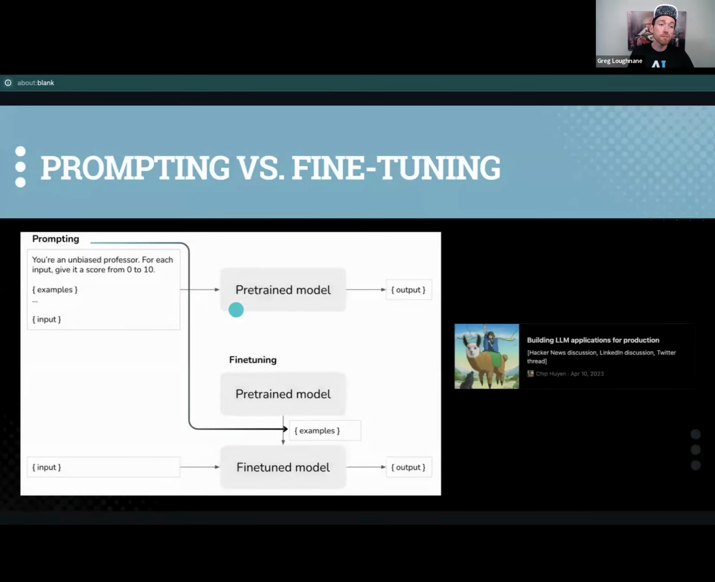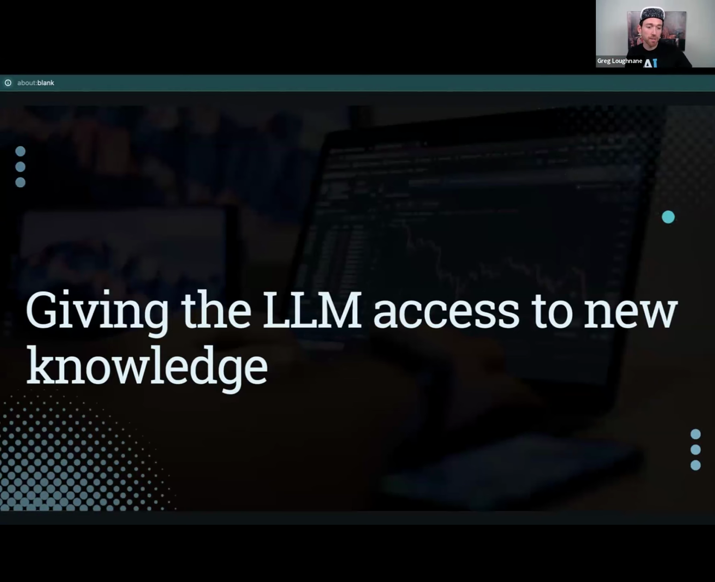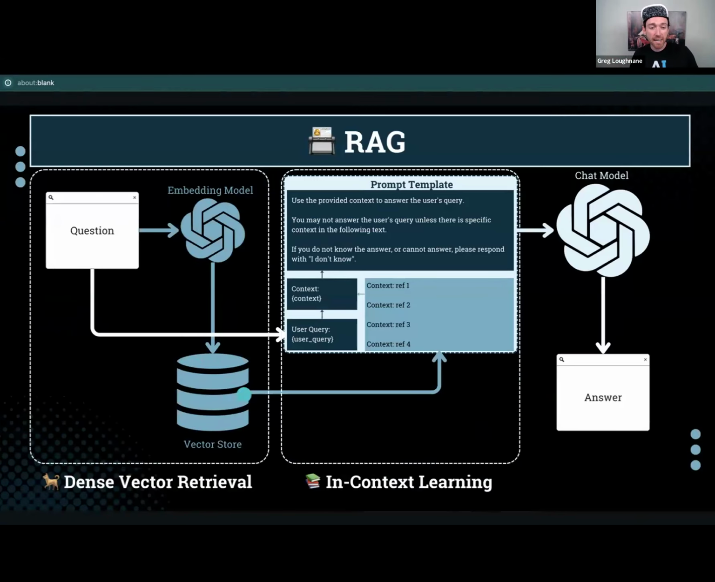When we move from prompting into fine-tuning, we're moving the examples from the prompt into the trained model. What we're doing fundamentally when we're doing RAG is we're giving the LLM access to new knowledge. We can do this through prompting, one shot, two shot, few shot. We can more specifically do it by providing that data in the vector store.